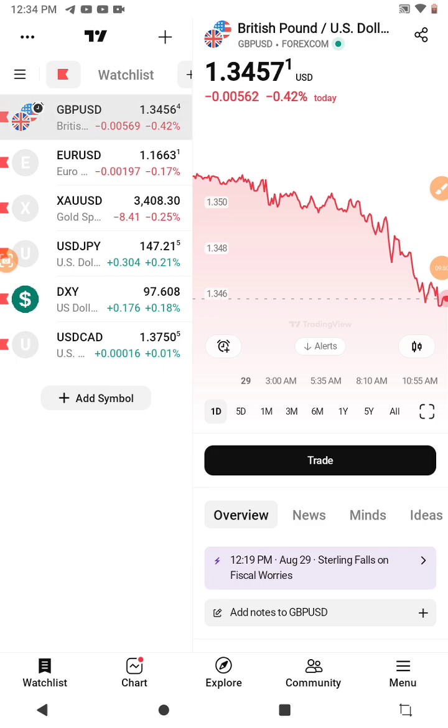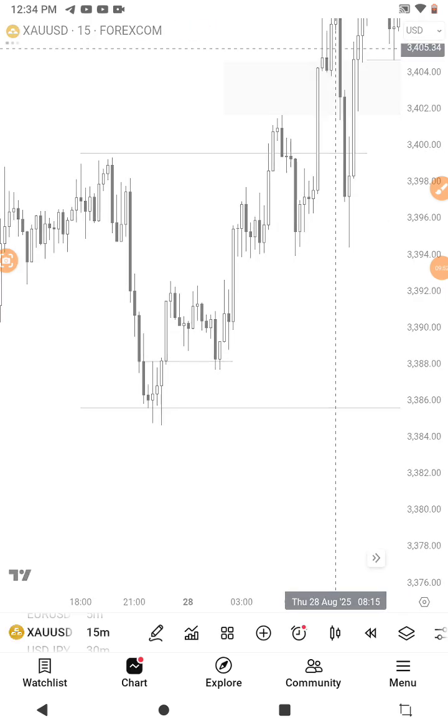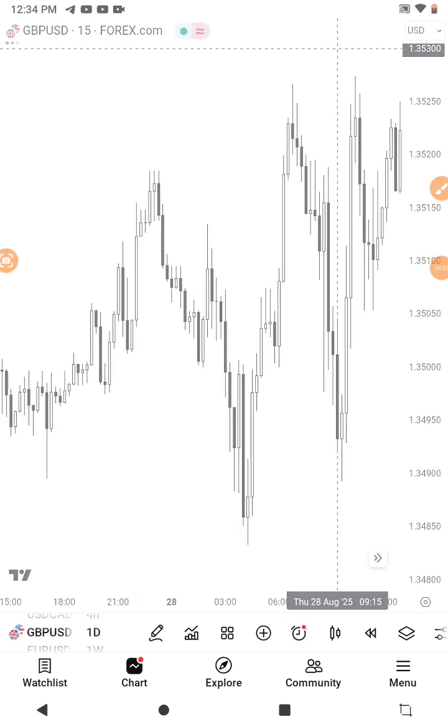Same on GBP USD. Let's use the daily time frame on GBP USD.